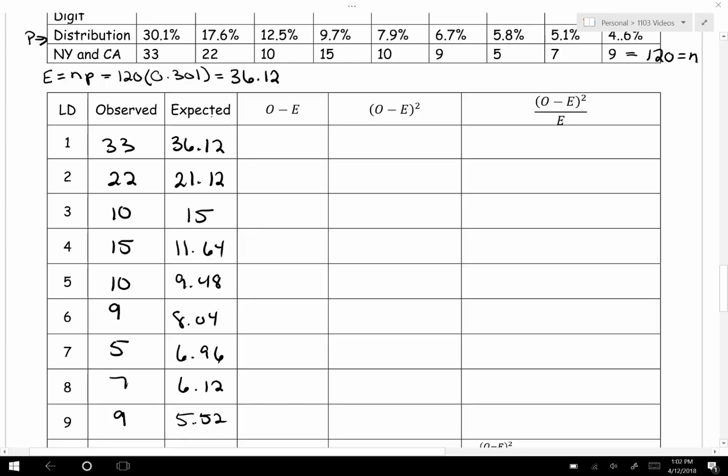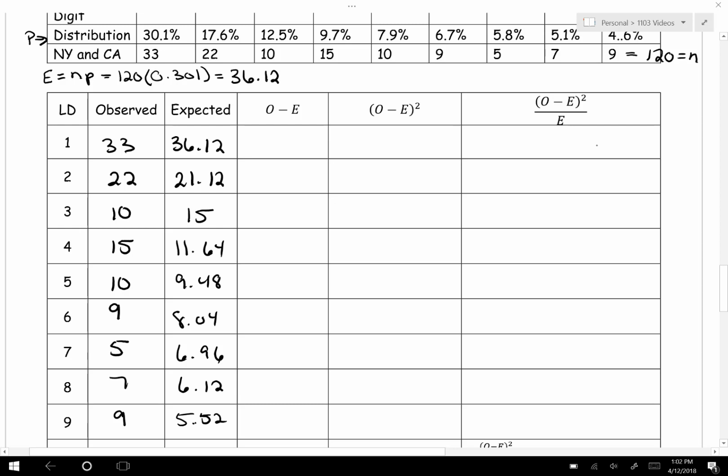So here I have all of the expecteds filled in. So you should have gotten 36.12, 21.12, 15, 11.64, 9.48, 8.04, 6.96, 6.12, and 5.52. Now fill in the rest of the row for each of these values, and it's easiest to fill in the entire row all at once.